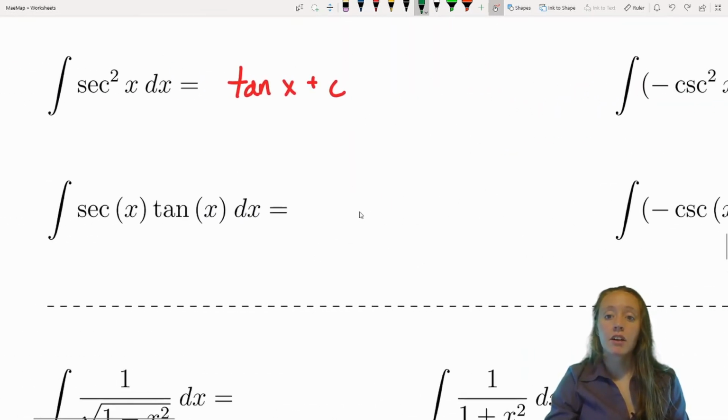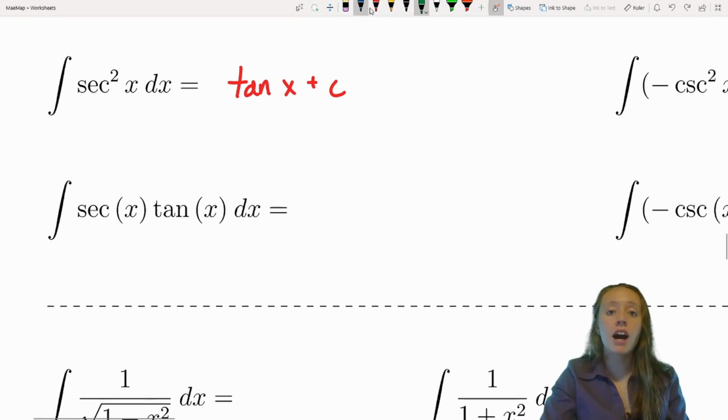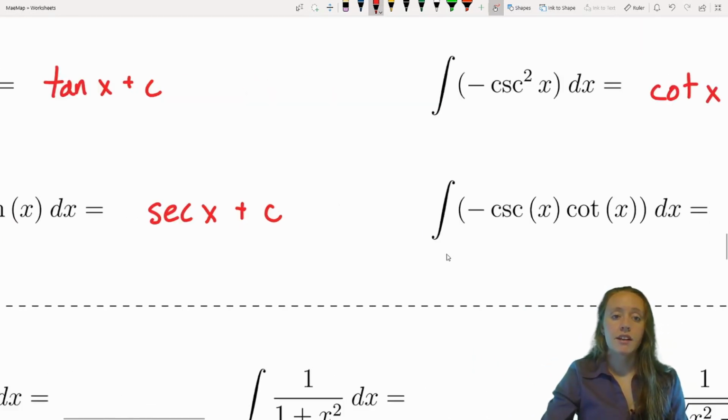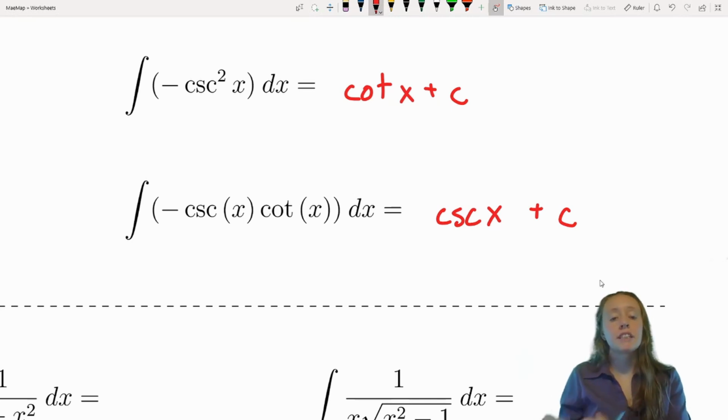And then lastly, like I said, we don't know how to deal with the product rule. However, remember what derivative gives us secant of x, tangent of x. That was the derivative of secant of x. So when we integrate secant of x, tangent of x, we can do that, but don't forget our plus c. Same with negative cosecant of x, cotangent of x. That was the derivative of cosecant of x, but when we're integrating that, we can't forget our plus c. So those are our basic trig functions.